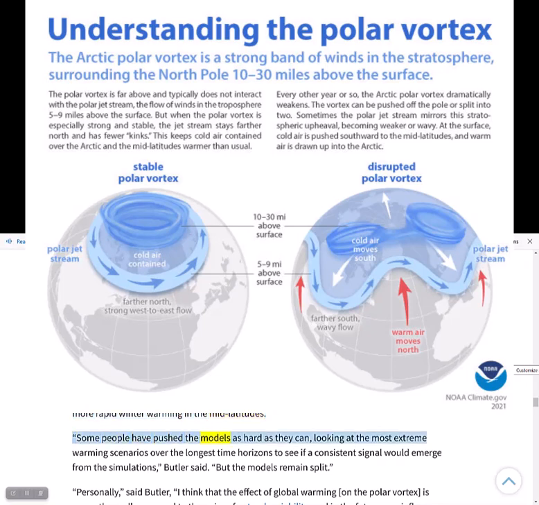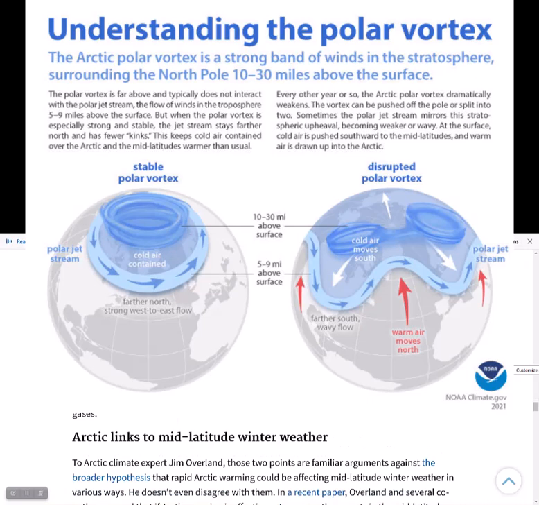Some people have pushed the models as hard as they can, looking at the most extreme warming scenarios over the longest time horizons to see if a consistent signal would emerge from the simulations, Butler said. But the models remain split. "Personally," said Butler, "I think that the effect of global warming on the polar vortex is currently small compared to the noise of natural variability, and in the future, any influence on winter weather would be small compared to the overall warming influence of greenhouse gases."